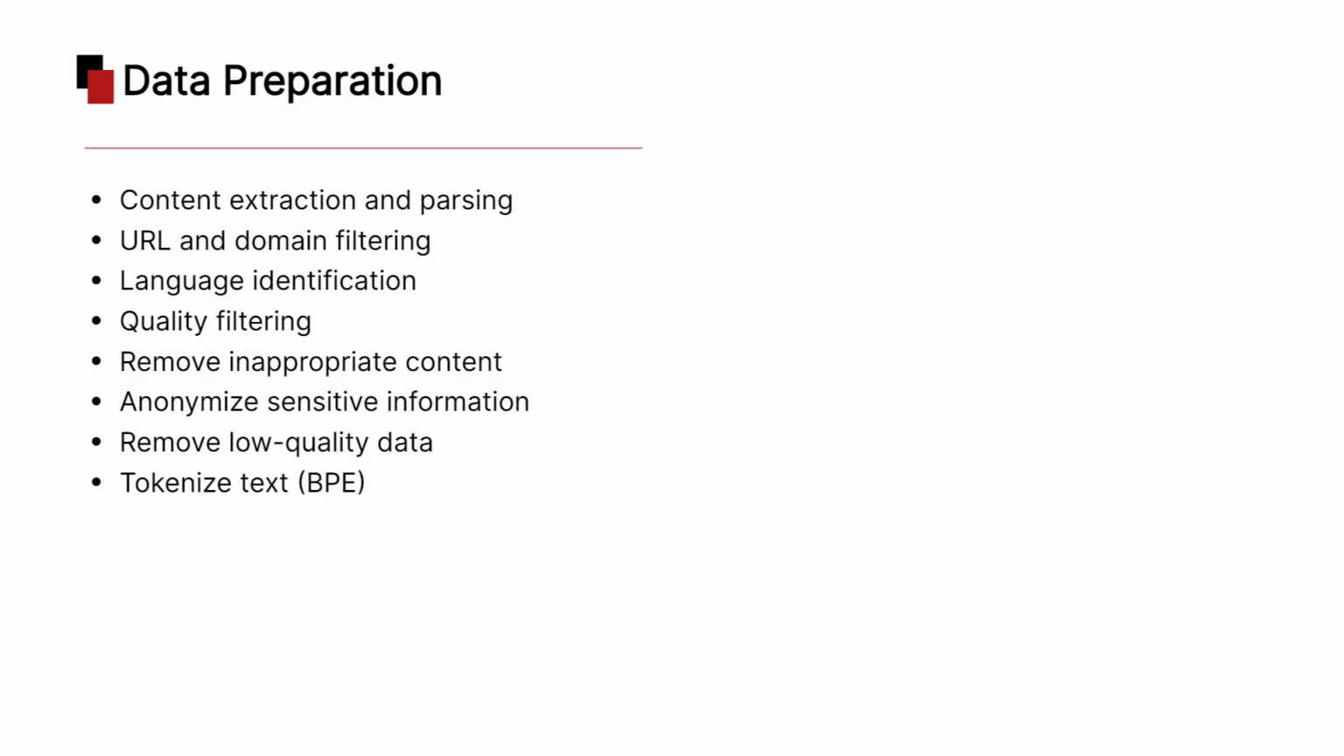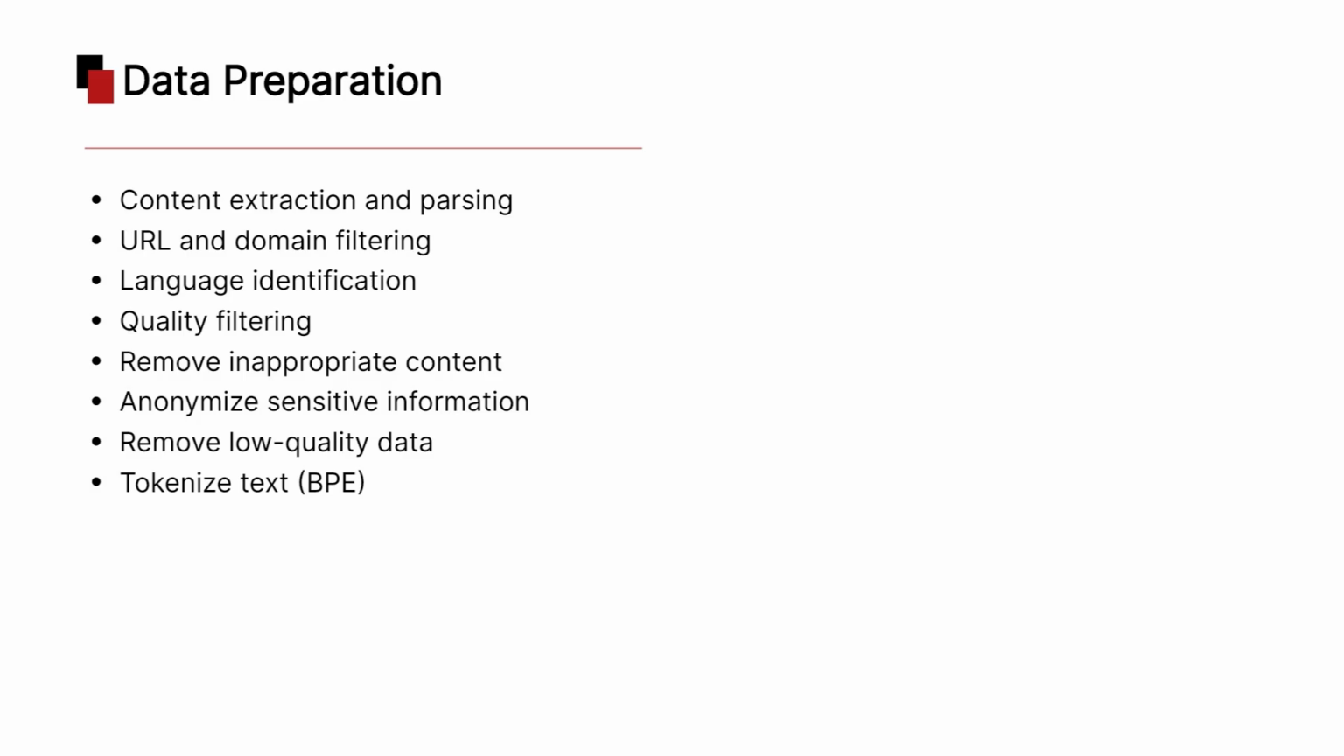Before training a chatbot, we need to ensure that the data it learns from is both high quality and safe. This process starts with content extraction and parsing, where we pull raw text from various sources, such as websites, documents, or APIs, and transform it into a structured format that our model can consume. Next, we apply URL and domain filtering to exclude undesirable sources, such as spammy sites, untrustworthy domains, or content irrelevant to our chatbot's domain. Alongside this, language identification ensures that we keep only text in our target language or multilingual set, reducing noise in training.